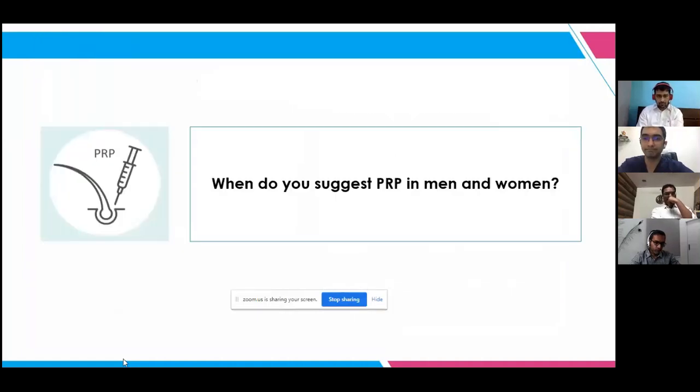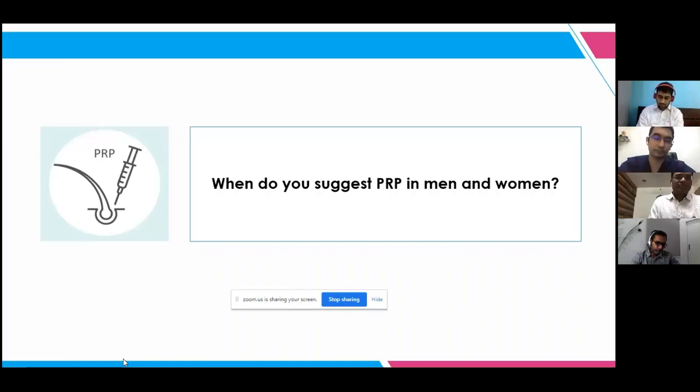And coming to when do you suggest PRP in men and women, Dr. Anand? Do you go for PRP therapies? PRP therapy usually, initially I won't recommend, but I will tell them that initially I will prescribe minoxidil, and in males finasteride, in females only minoxidil, and if any PCOS or any hormonal issues are there, then spironolactone and other hormonal therapies.